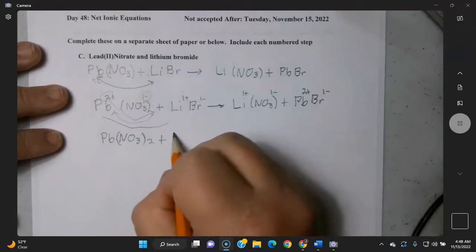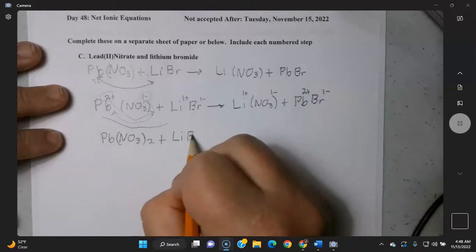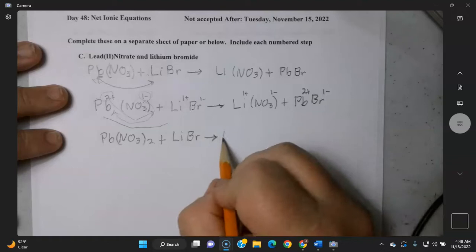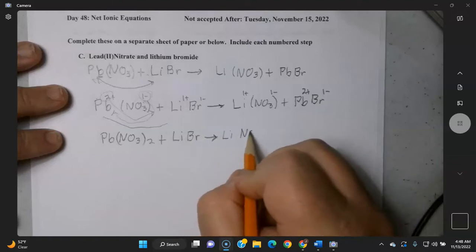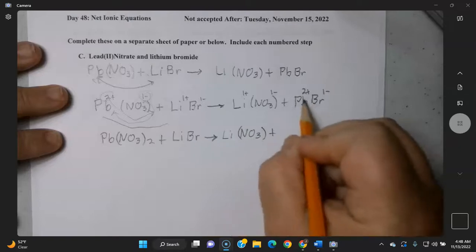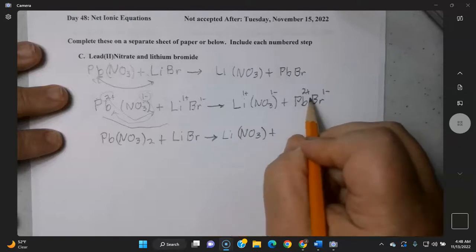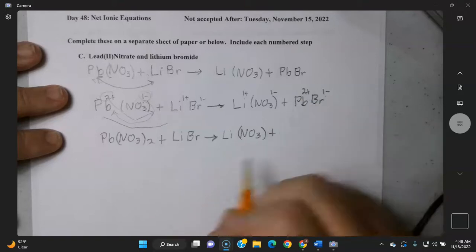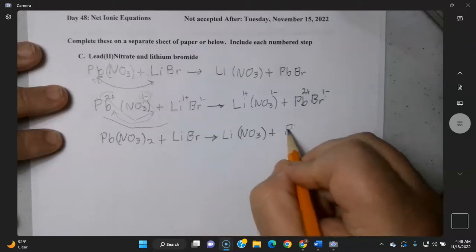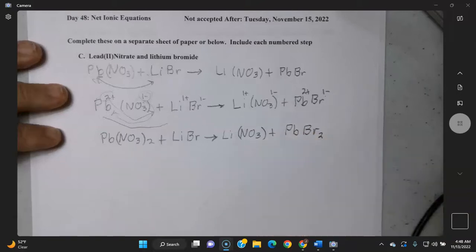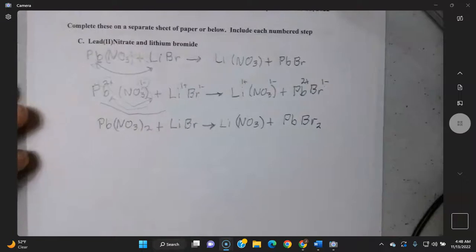LiBr, 1 and 1, so they balance already. LiNO3, they balance already. And PbBr, you need 2 Brs for every 1 Pb because you need 2 negative ones to balance with the 2 plus. So it's PbBr2. Okay, so now we've taken care of charges.